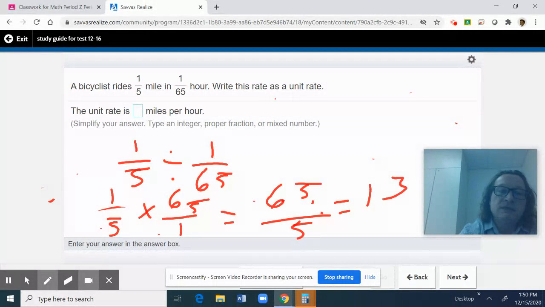I want to write the answer as an integer, a proper fraction, or a mixed number. 13 is an integer, so this would be 13. I do not have to make it 13 over 1 because it's not saying to write it as a rate.